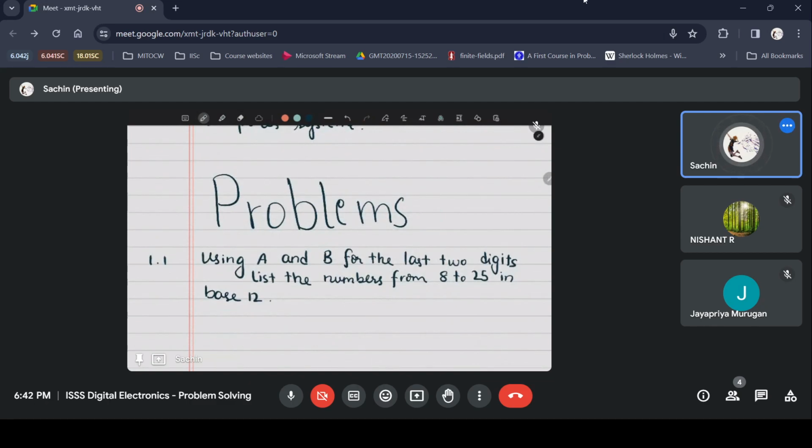Give me a minute. So some of these problems are straightforward, just computation, and some of these problems are just a little bit different. But in number systems, there's nothing too complicated.